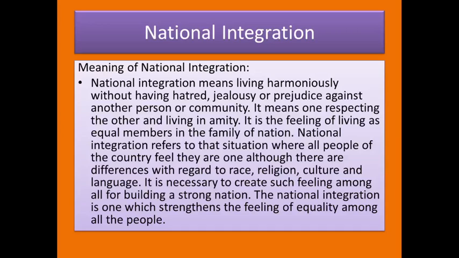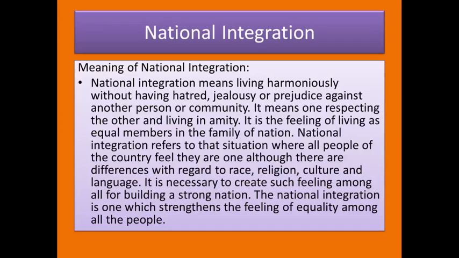National integration refers to that situation where all people of the country feel they are one, although there are differences with regard to race, religion, culture, and language. It is necessary to create such feelings among all for building a strong nation. The national integration is one which strengthens the feeling of equality among all people.